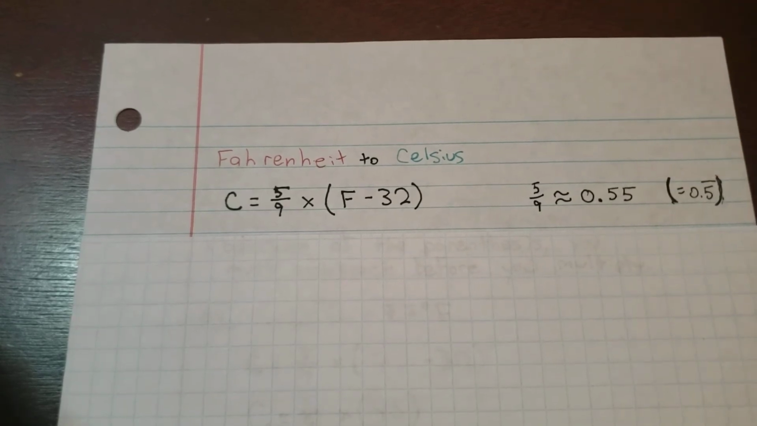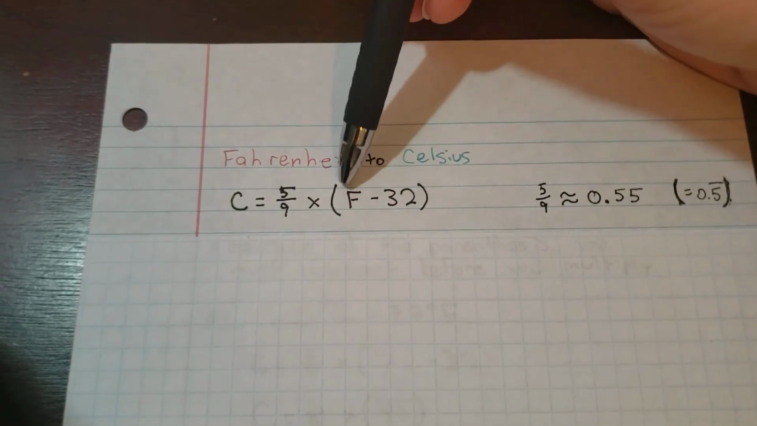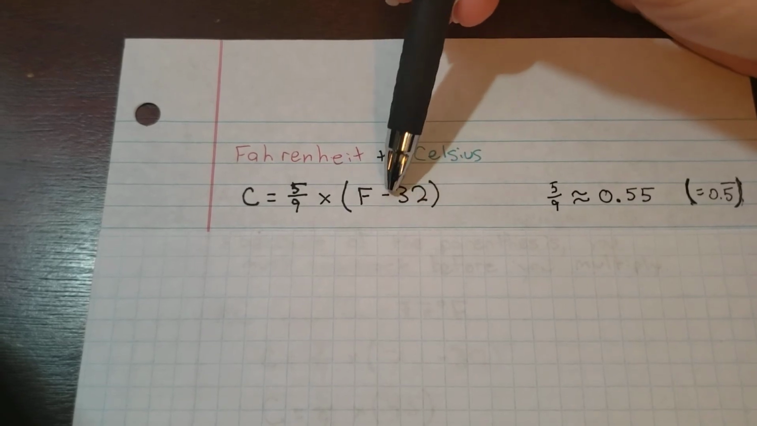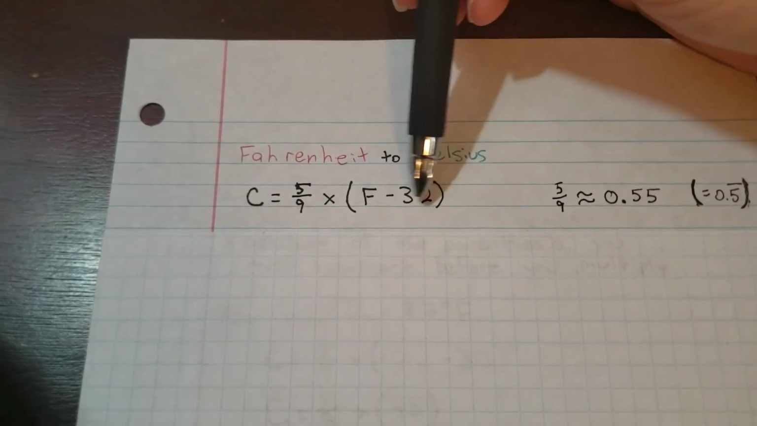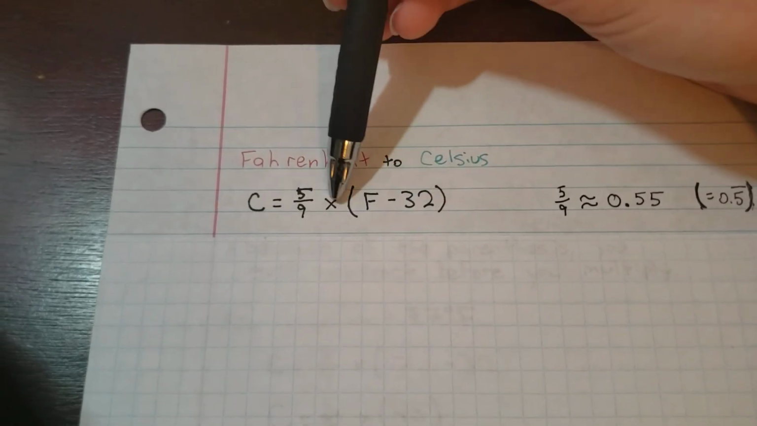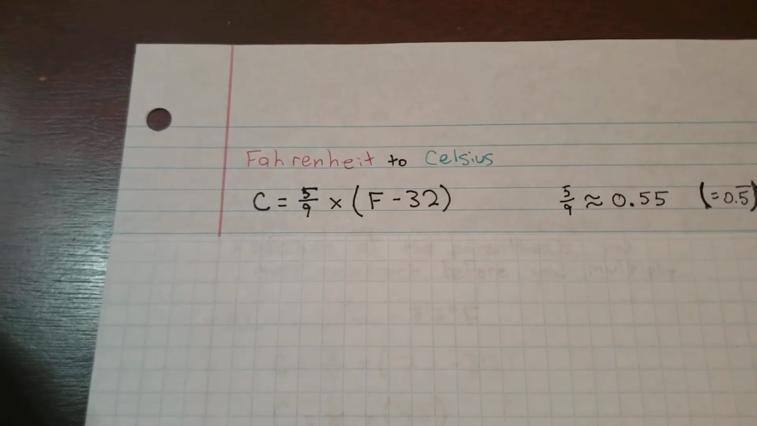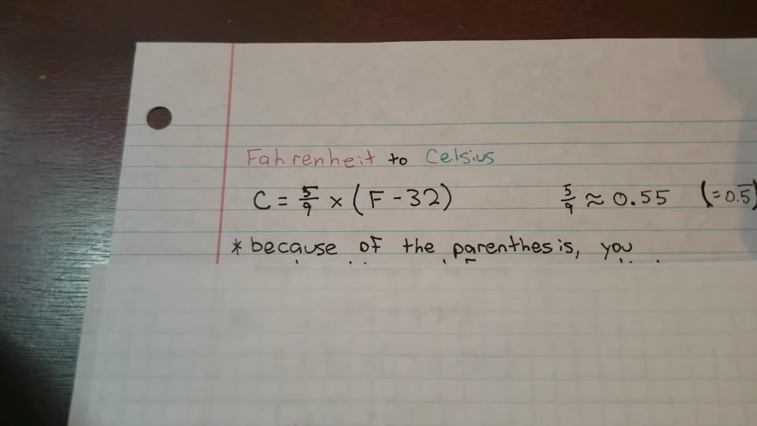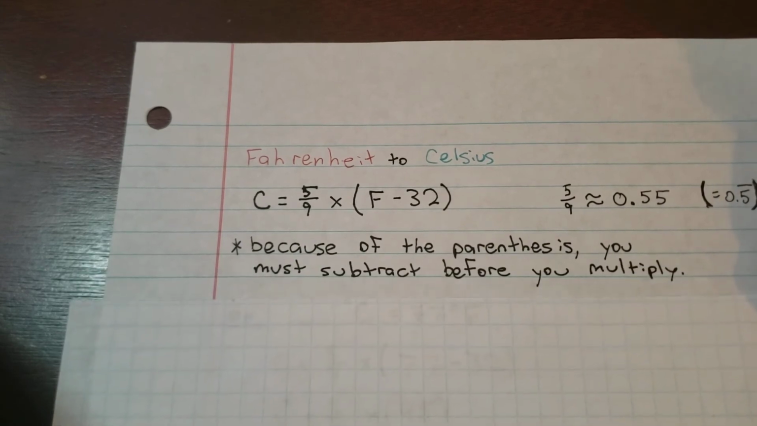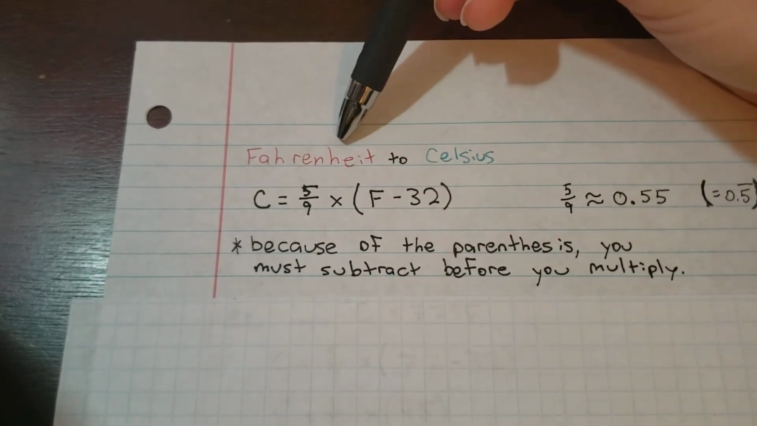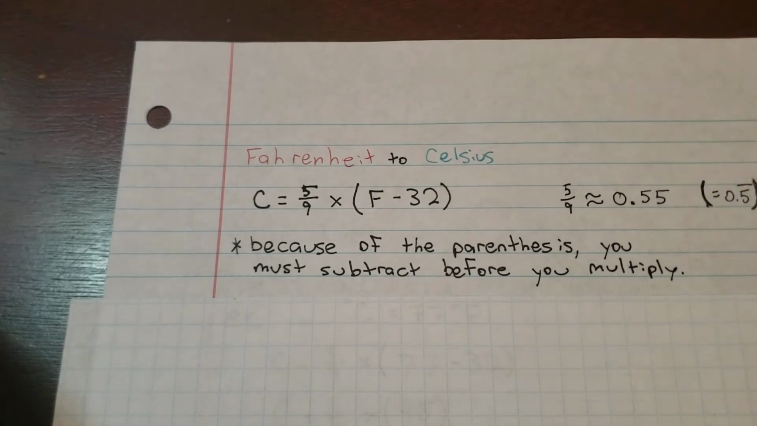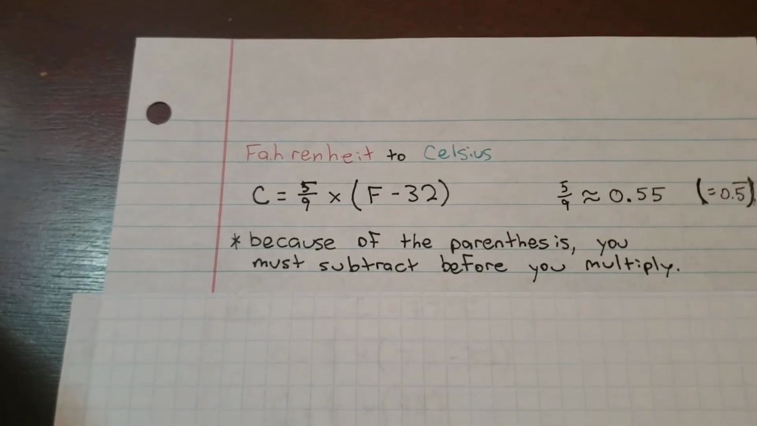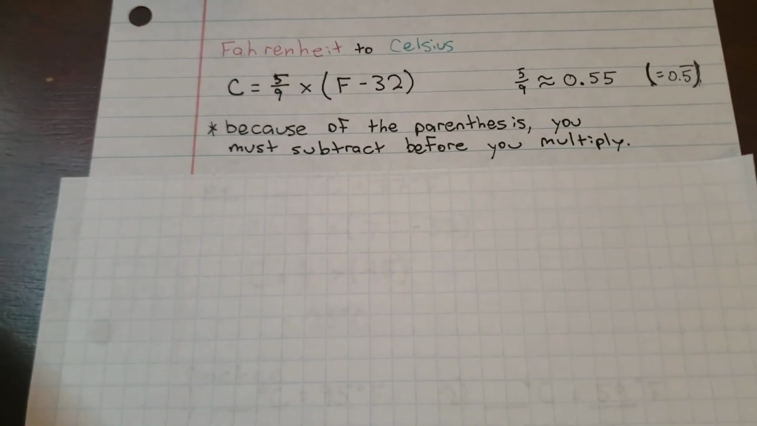Now, it's very important to know, look, my parentheses around the subtraction. That's telling me that I need to do this subtraction before I multiply, okay? Again, this is when we have Fahrenheit but want Celsius. So that's the primary difference here. Now let's get into some examples.